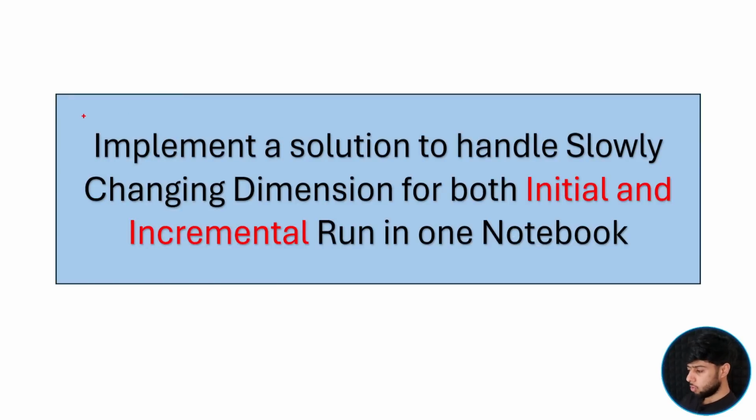implement a solution to handle slowly changing dimension for both initial and incremental run in one notebook. So if you know the complexity of handling initial run and incremental run for slowly changing dimension within one notebook, you would know how complex it is. And if you do not know, I'm just telling you, it is chaos. Because it is not difficult to manage a slowly changing dimension, but when we deploy that notebook, we need to create it in such a way that it can easily handle the initial run and incremental run.